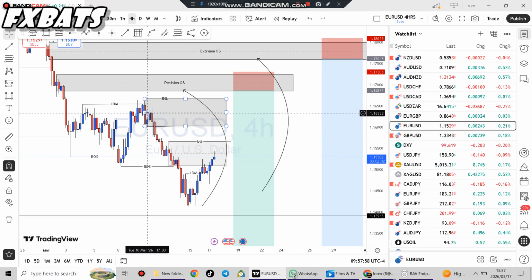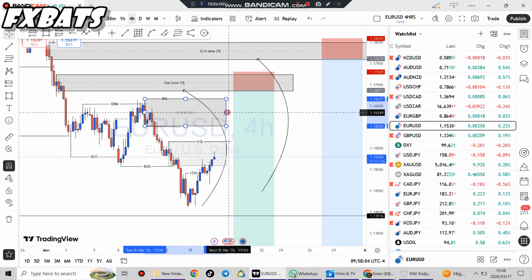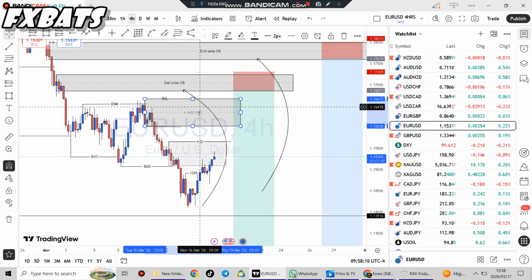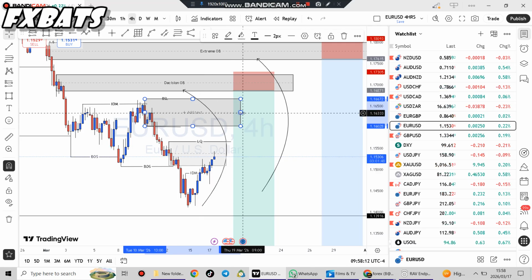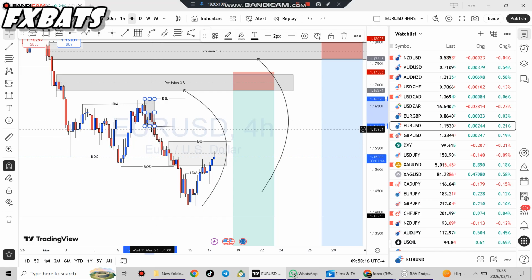We don't have any fair value area, any imbalance. It can act as a resistance area. So price can still mitigate and realign to shorts here. Understand? It can be possible. But if it fails, this will be low resistance liquidity. As you can see, we don't have any area or any imbalance.